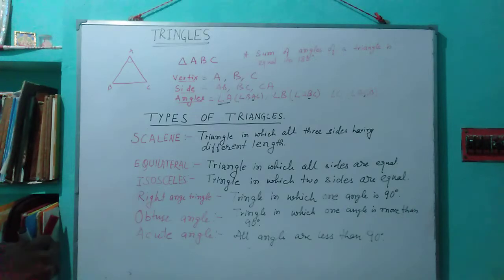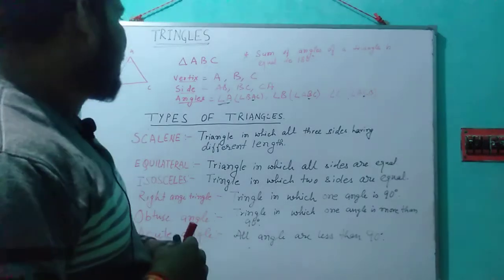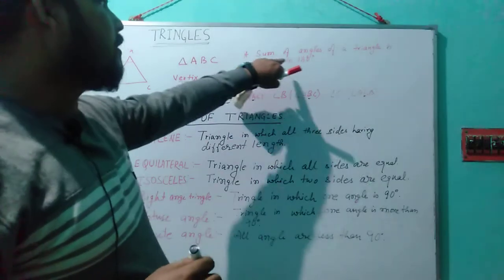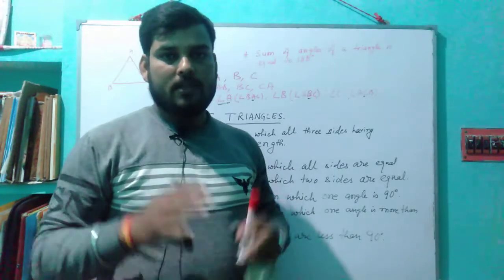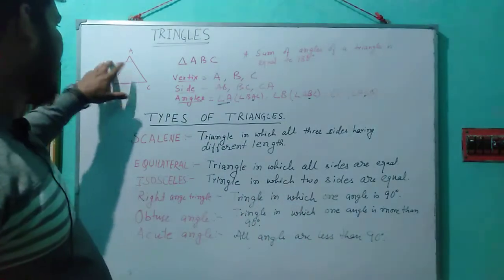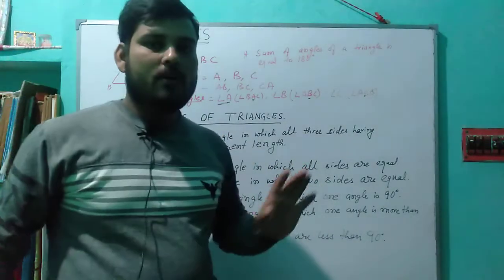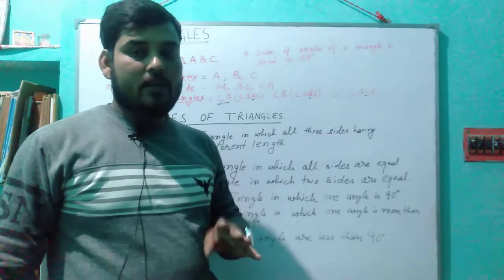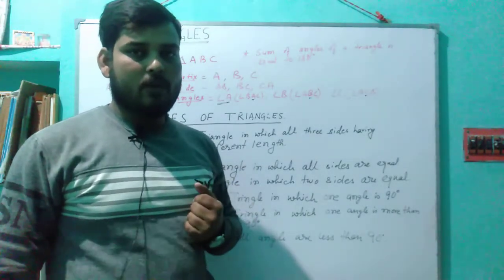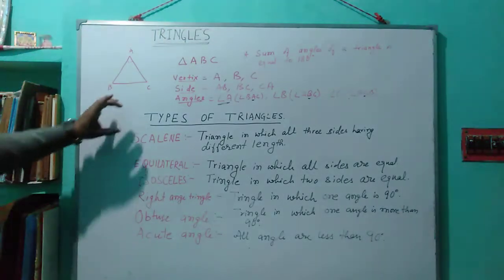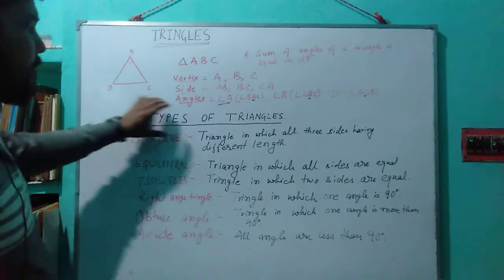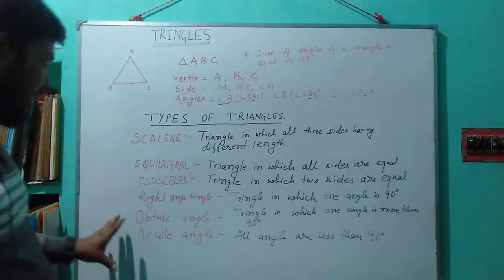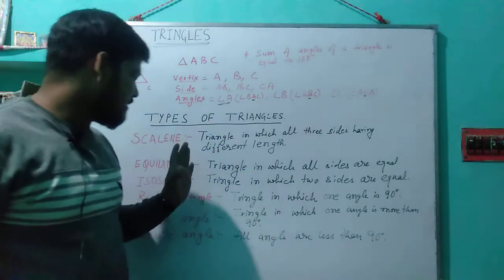Okay? Now, the next very important thing is the sum of angles of our triangle is equal to 180 degrees. The sum of these angles, angle A plus angle B plus angle C will be 180 degrees. It cannot be more than 180 degrees. Okay? Next, we will read types of triangles, right? So here I have written some types of triangle, as you can see over here.